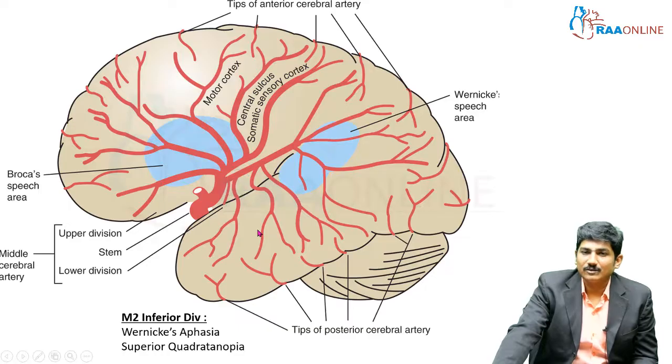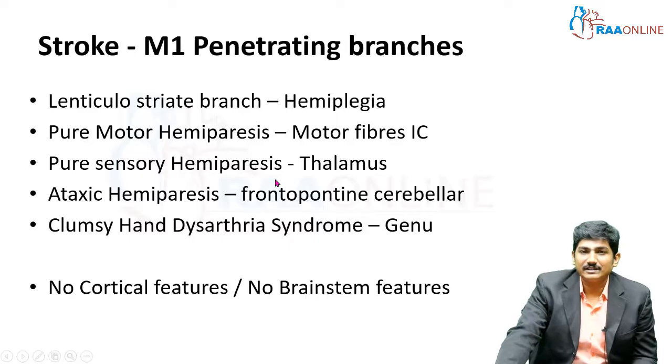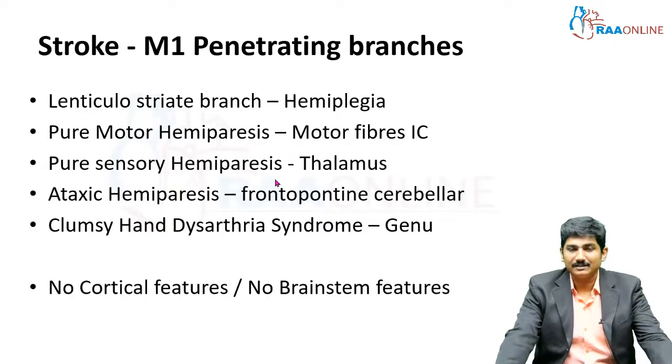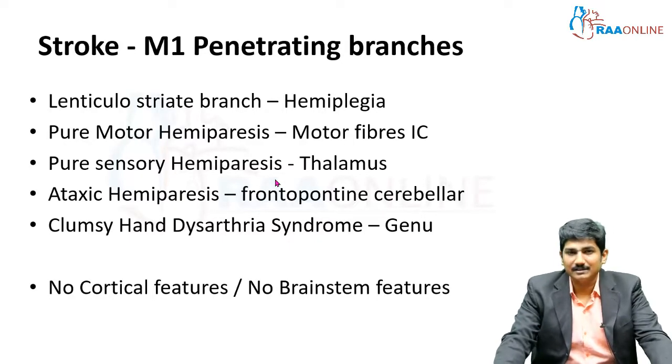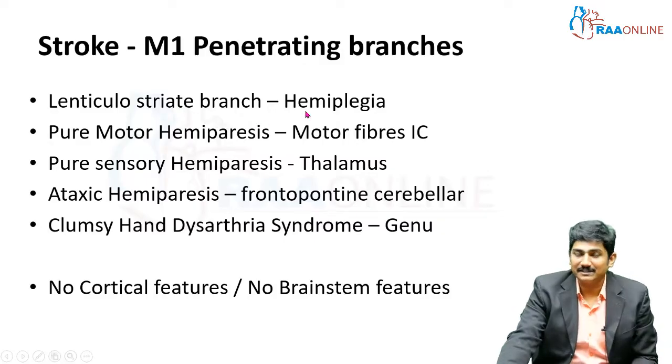Okay. What if there is a thrombus at the M1 segment? The answer is simple. If there is a thrombus at the M1 segment, the superior division of M2 is off, the inferior division of M2 is off, and the entire brain material goes for ischemia. The complete brain material on one side of the body goes for ischemia. So, the patient usually will be comatose. As we already mentioned, the M1 segment has multiple penetrating branches. One such is the lenticulostriate branch that causes hemiplegia.